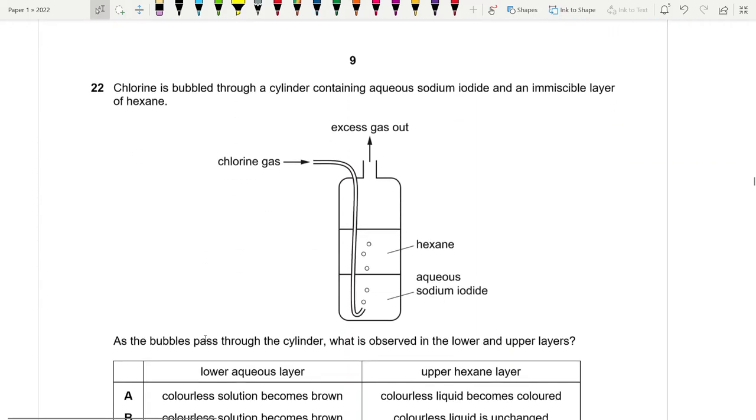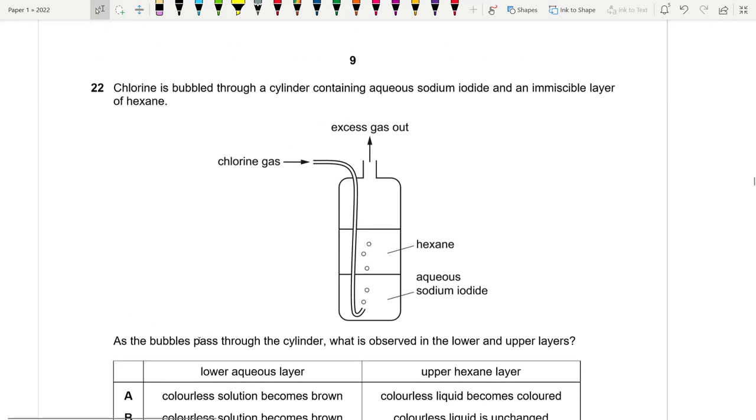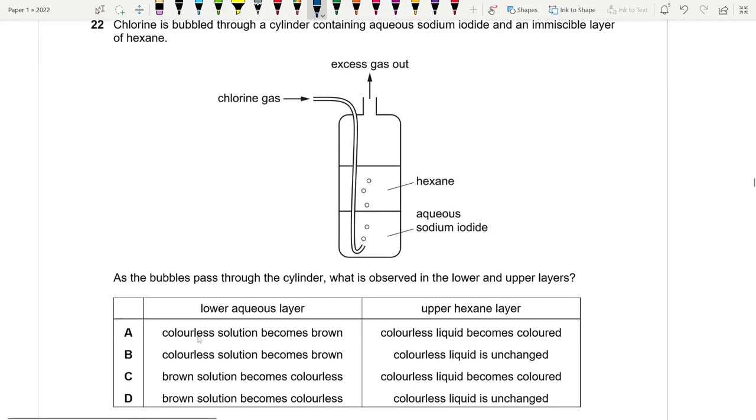22. Chlorine is bubbled through a cylinder containing aqueous sodium iodide and an immiscible layer of hexane. As the bubbles pass through the cylinder, what is observed in the lower and upper layers? Chlorine passes through sodium iodide. Chlorine can displace iodide to form NaCl, and iodine will be liberated. So the lower layer will show the color of iodine. It was colorless initially, but now the solution will turn brown. Okay, so 22 is between A and B.